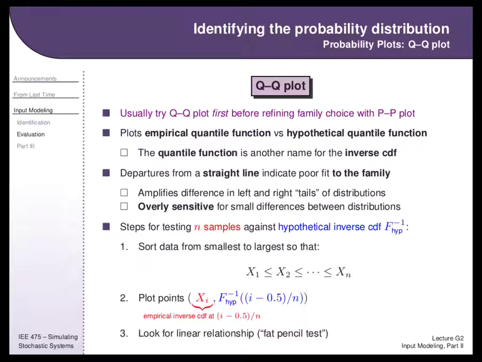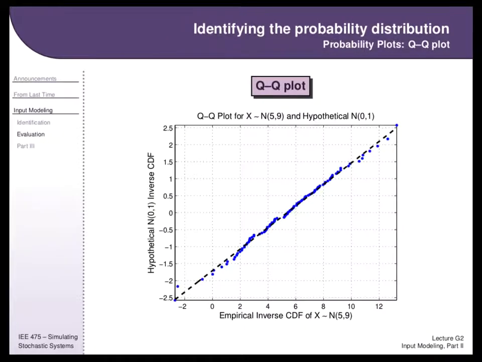QQ plot, basic idea: sort my data, and I have a hypothetical distribution. Let's say I've got the inverse CDF of an exponential. I can then use the rank in my sorting as a kind of faux probability that I plug into the inverse CDF, and it will tell me, based on where your data point falls in the rank, here's the data point I expected you to draw if it really came from this distribution. Then you look for a linear relationship between them.